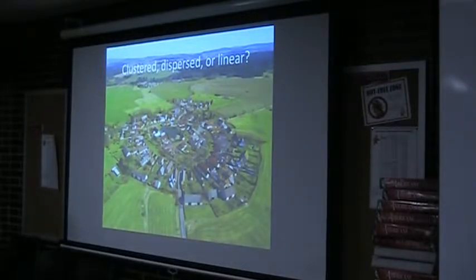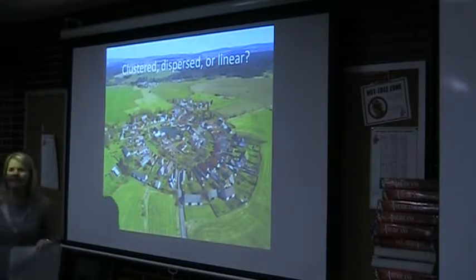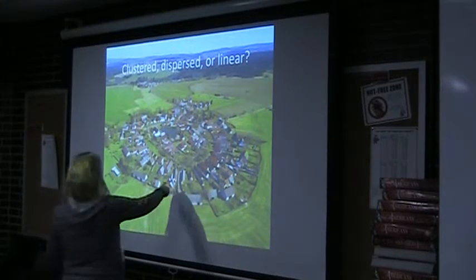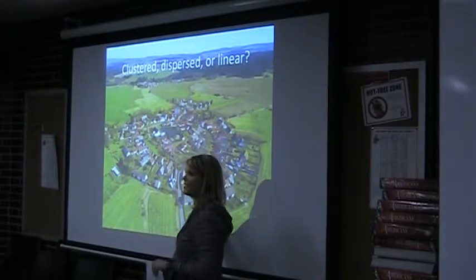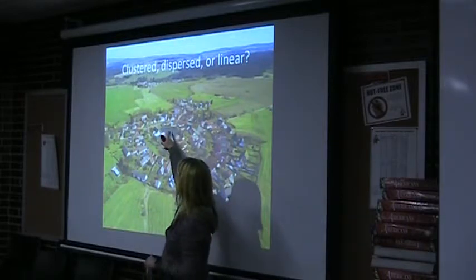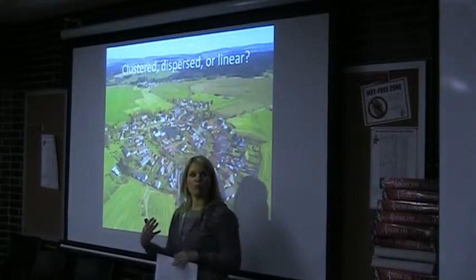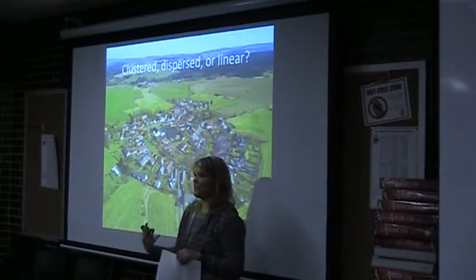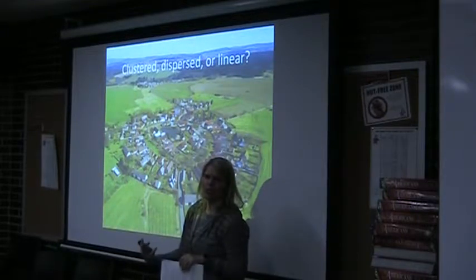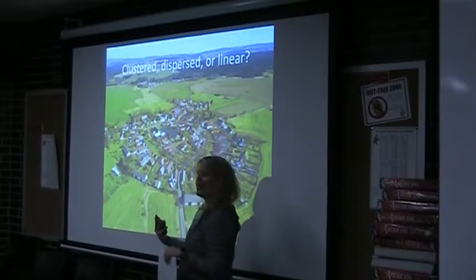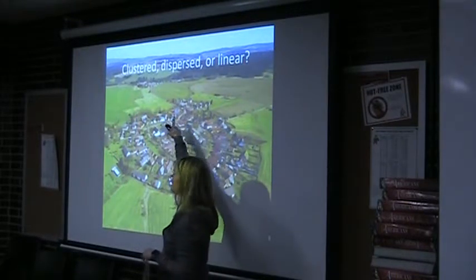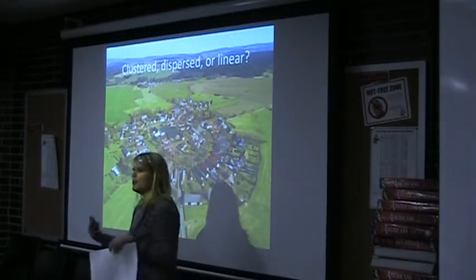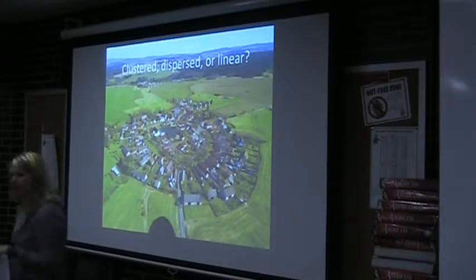Clustered. Clustered, okay? So that's what we mean by nucleated village. The people all live together. Now in some places in the world, there would be like a pen in the middle where the animals would be kept, right? Because the cattle, for instance, or the sheep, or whatever animal they're herding, is their most valuable thing. And the houses would be placed around it to protect that valuable commodity.